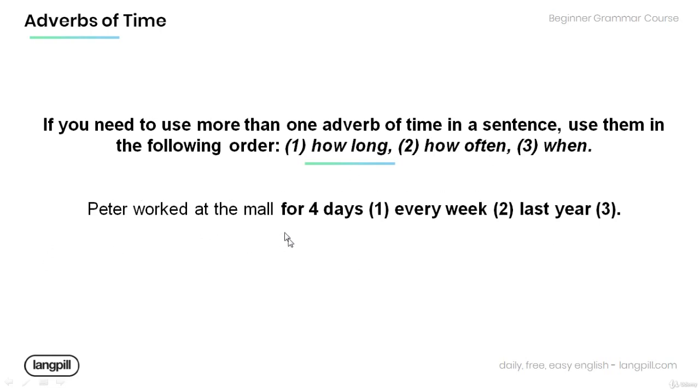Peter worked at the mall for 4 days, every week last year. Note that 4 days tells us how long. Every week tells us how often. And last year tells us when.